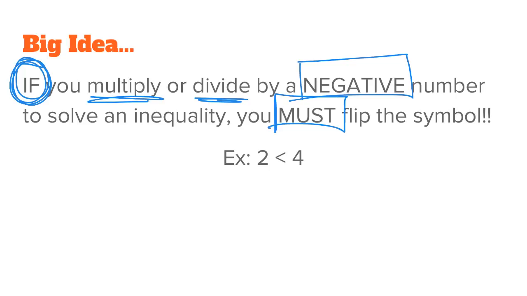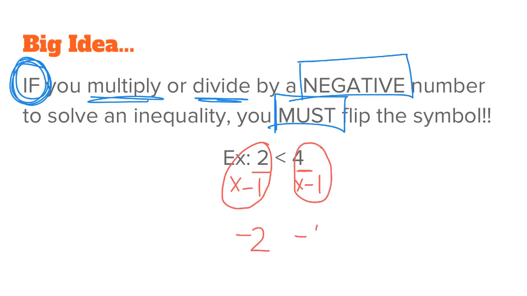So I think we can all agree that 2 is less than 4. But if I were to multiply both sides by -1, so I'm not changing anything, 2 times -1 is -2, and 4 times -1 is -4. So I think you'll see that -2 now is greater than -4. So when you multiply or divide by a negative number, you have to flip your sign.